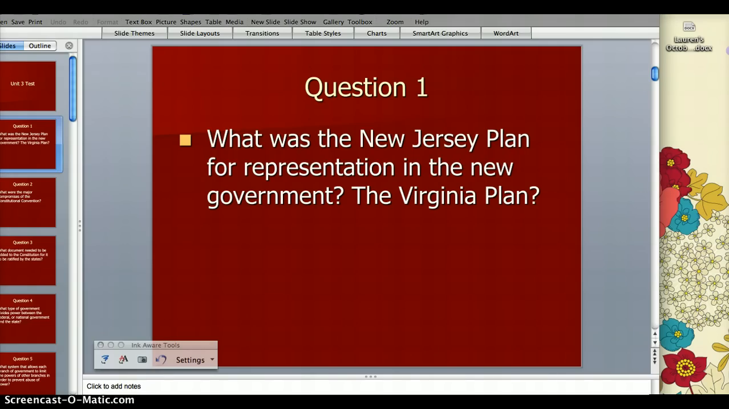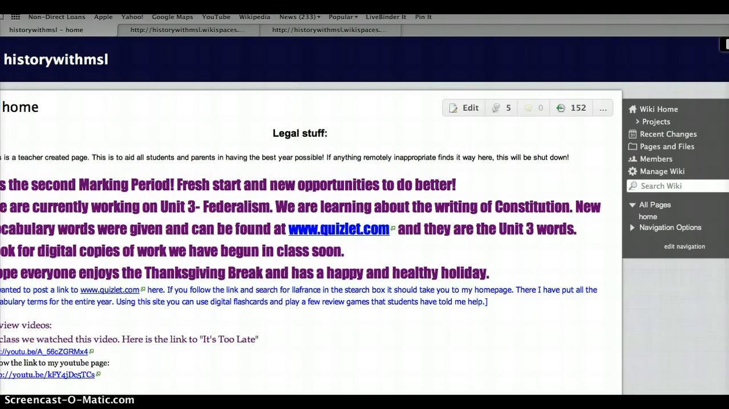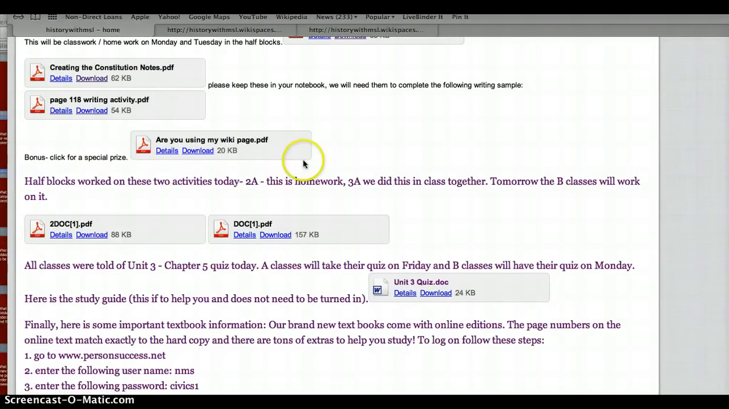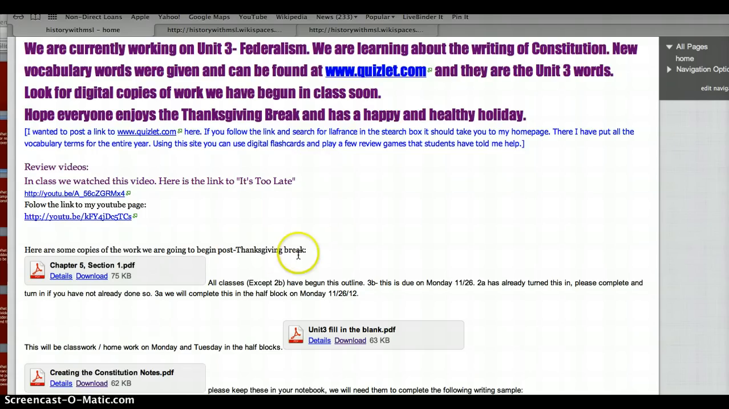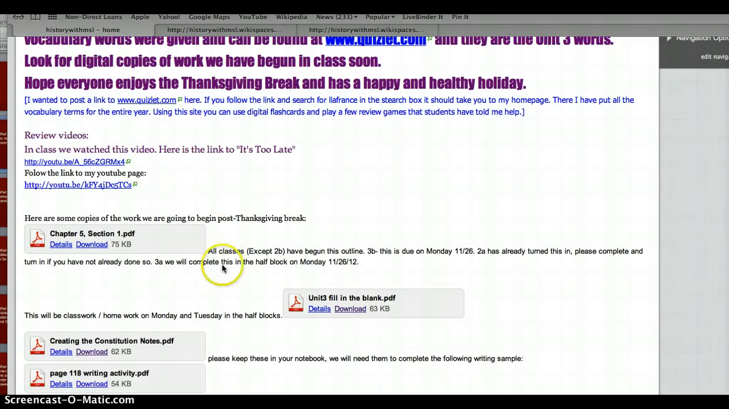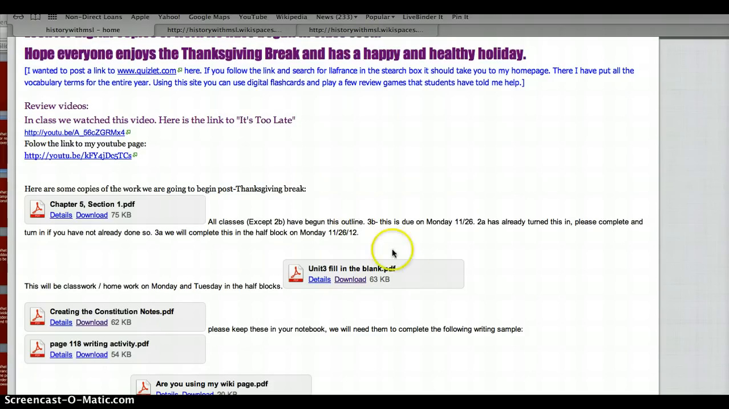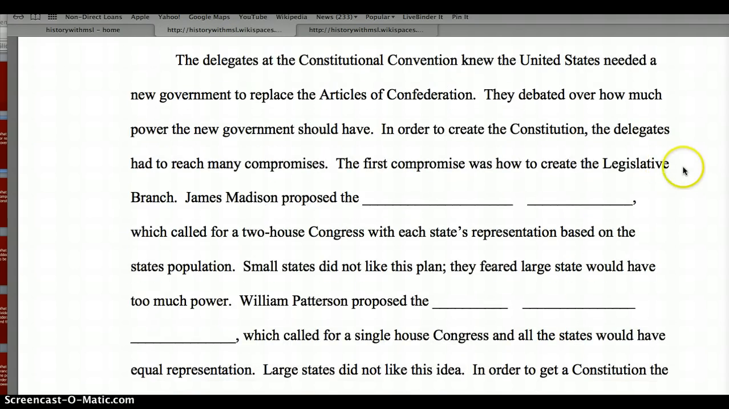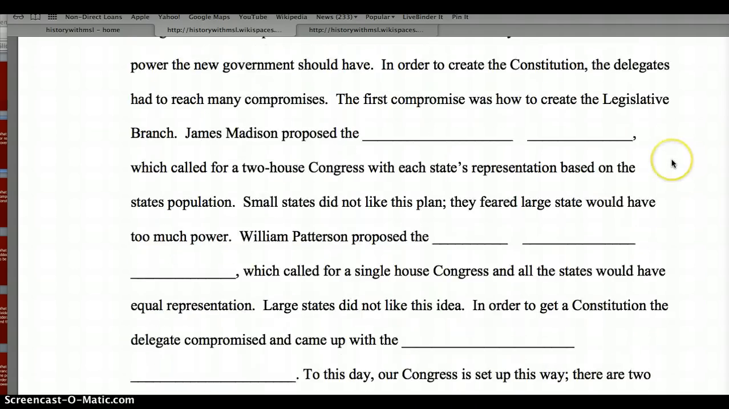The first thing I'm going to do is pull up my wiki page, and I'm going to scroll to some notes that we took. So here are some copies. This was the outline that we did together. This is the fill in the blank activity, so I'm going to open that up. And this worksheet that we went over together after you did it will actually have a lot of the answers here.